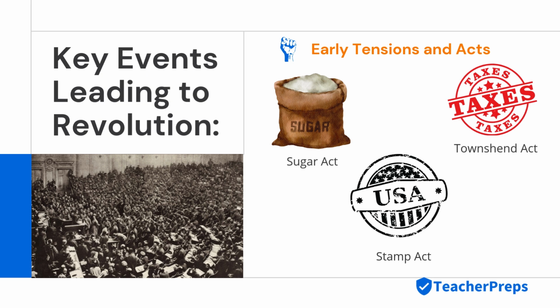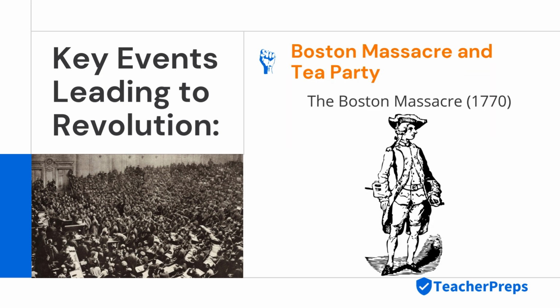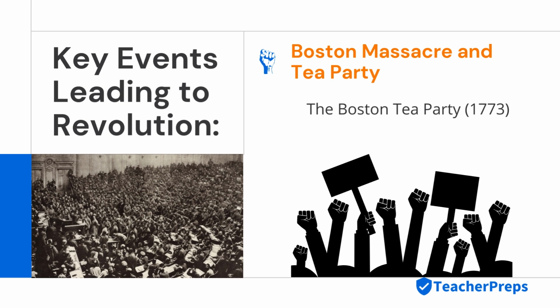Relations between Britain and its American colonies deteriorated with acts such as the Sugar Act, the Stamp Act, and remember the Townshend Act as well, which levied taxes without colonial representation in Parliament. And the situation really escalated with what we know as the Boston Massacre, which happened in 1770. This is when British soldiers killed American civilians during a confrontation in Boston.